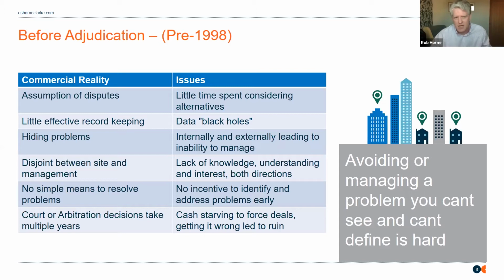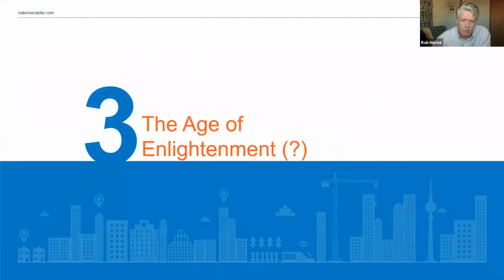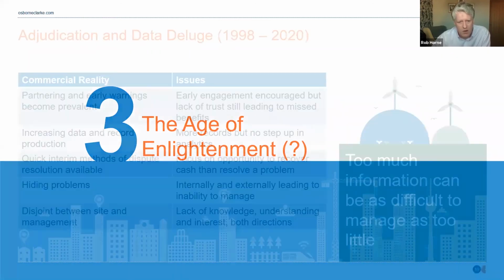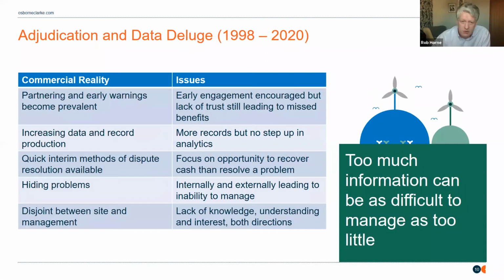So I'd say that was what was going on pre-adjudication. And then what I've called the Age of Enlightenment, where we are now. We've got adjudication. So we now have dealt with one of those problems. We have an interim solution for how we can deal with problems if we choose to.